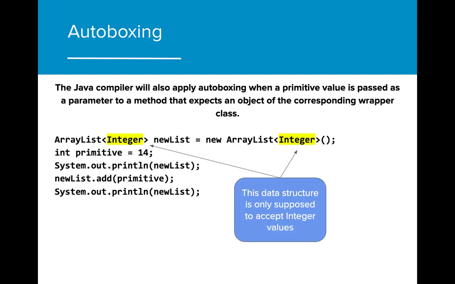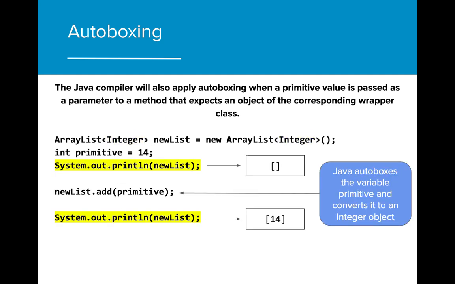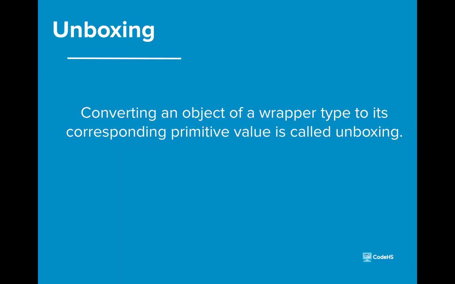We will learn in greater detail about array lists, but for now, we just need to know that when instantiated with Integer, array lists are only supposed to accept Integer value types as acceptable data types. When we initially print the array list, the list is empty. When we try adding the primitive variable, we can see that the value of primitive was successfully added to the list. This is because Java automatically converted the value of primitive to the Integer class so that it could be added to the array list.